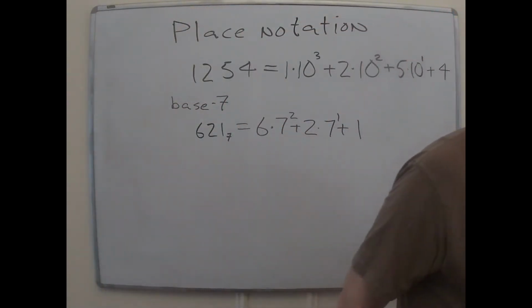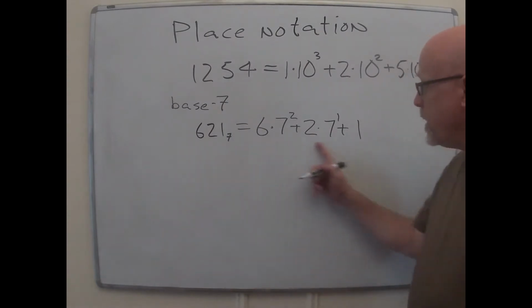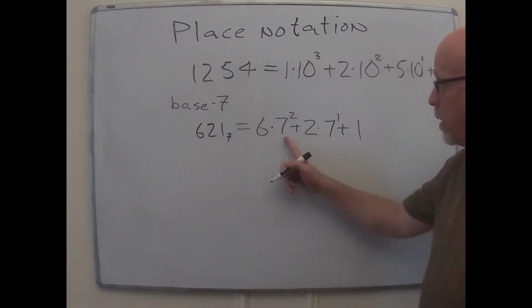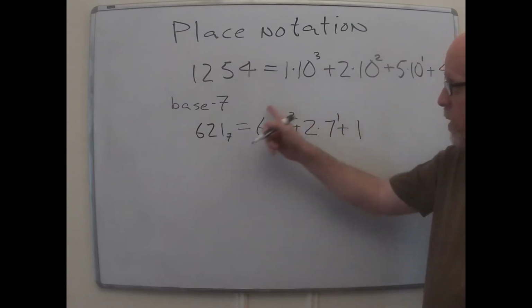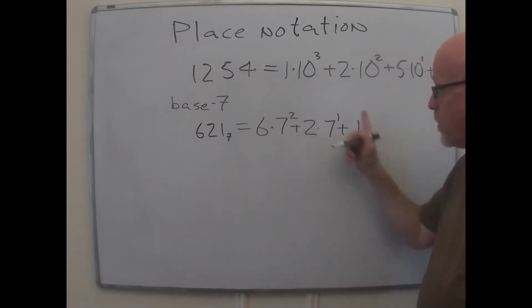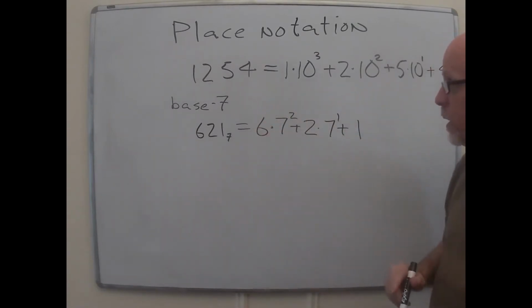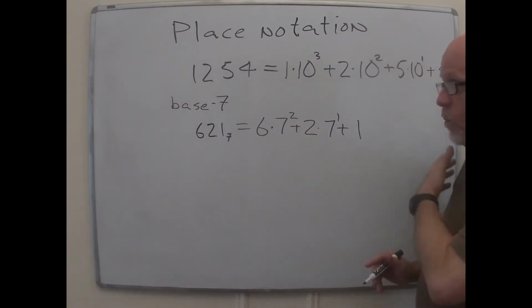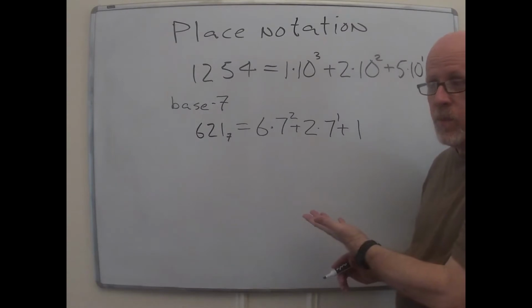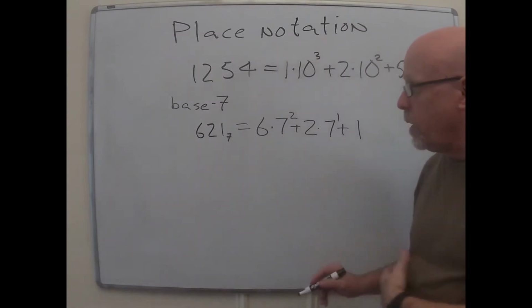All right, so that's sort of what place notation means. If you're in an unusual base, the digits are actually multiplied by powers of that base, and you can just work this out as an ordinary number, right, as a base 10 number, and get an answer on your calculator. In other words, this form of things lets you convert from some funky base to base 10.